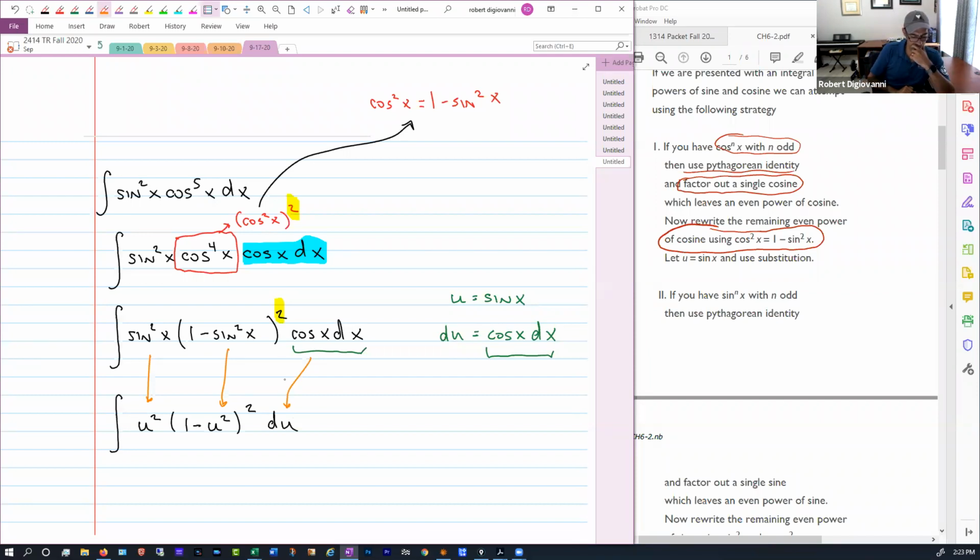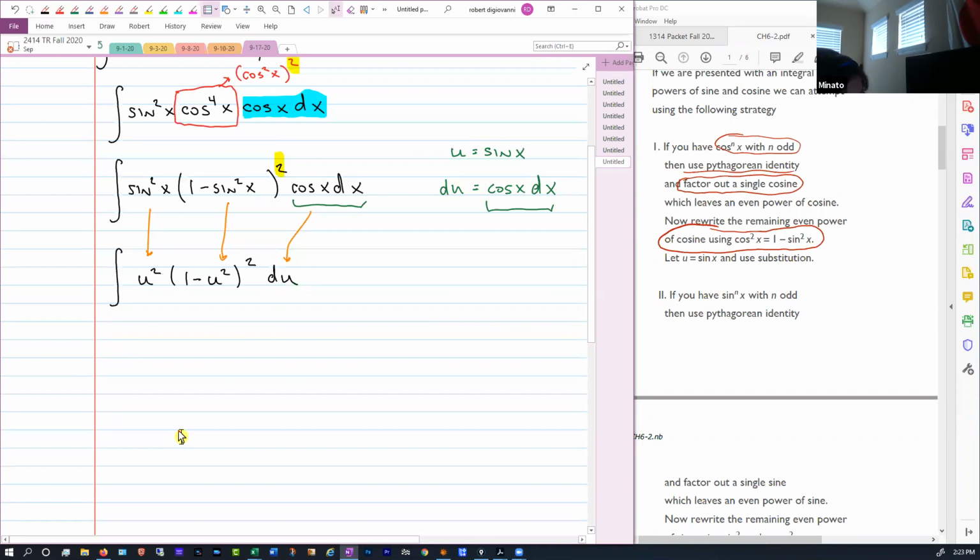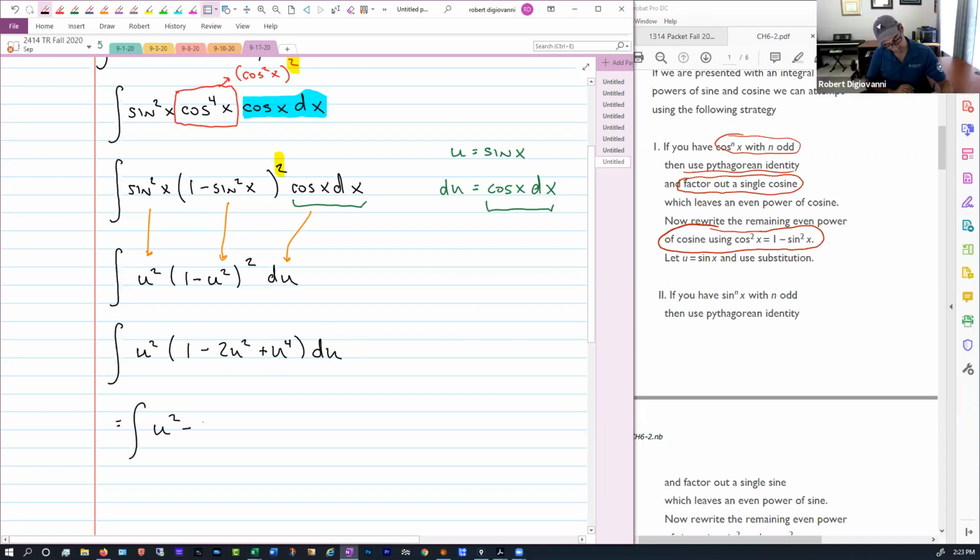What now? Distribute. Yep, expand, and then expand all that out, and then distribute the u squared. So one more step. And then we should be able to get the antiderivative of that, right?